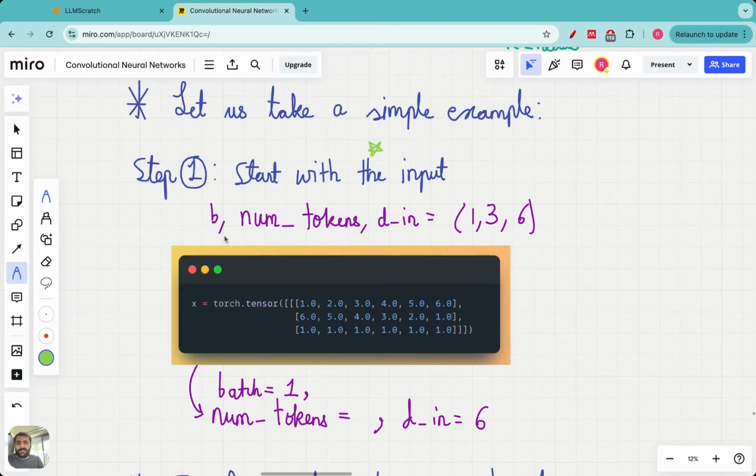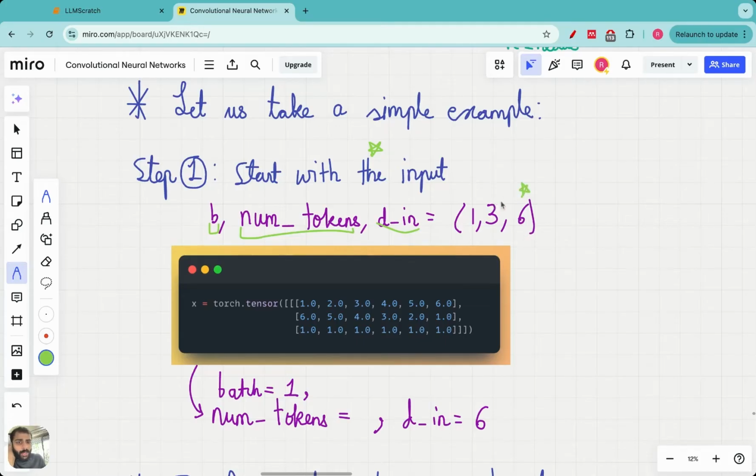The way we will specify the input is that the input has three dimensions. The first dimension is the batch, the second is the number of tokens, and the third is the input dimension, right? What is this d_in? The d_in is basically every token is represented by a vector embedding. So this d_in is the dimension of that vector embedding.